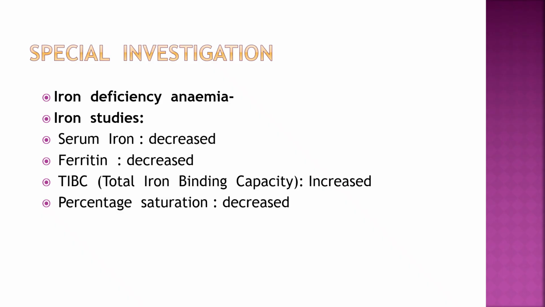Routine investigations like CBC, ESR, PCV, and peripheral blood smear can be done, and then special investigations like iron studies for confirmation of iron deficiency anemia. That is serum iron, which is decreased in IDA, then ferritin decreased, TIBC, total iron binding capacity, increased in iron deficiency anemia, and percentage saturation is decreased.